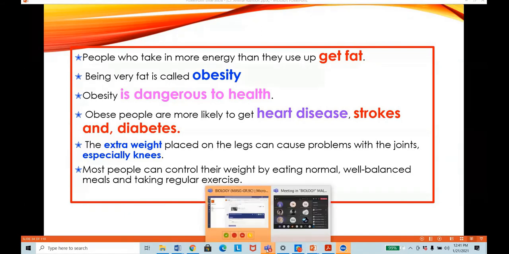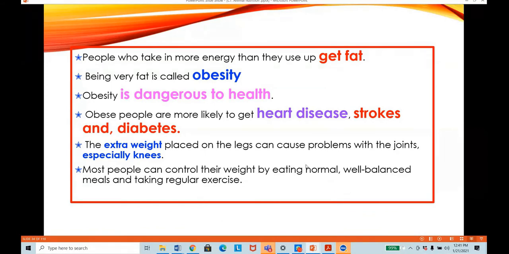Strokes are like a one-time thing. Stroke are like what? Could you repeat, please? Honestly, don't know. Strokes are not a permanent thing. They could come often and go away as soon as they come. Meaning they are also related to the heart, you mean? Yes. Strokes are related to the brain. Strokes are not related to the heart. They are related to the brain.